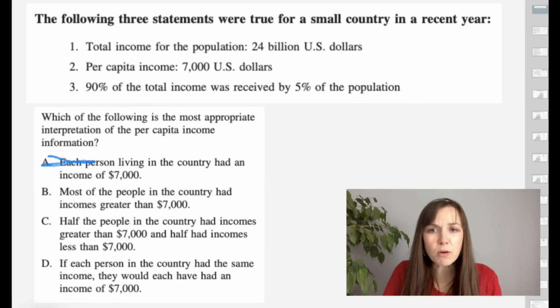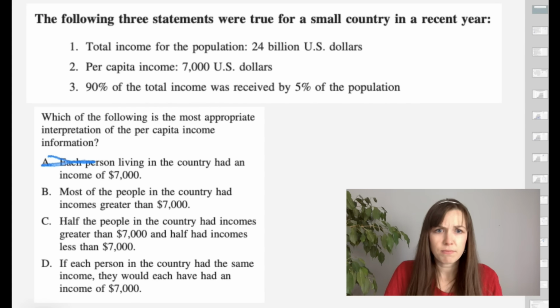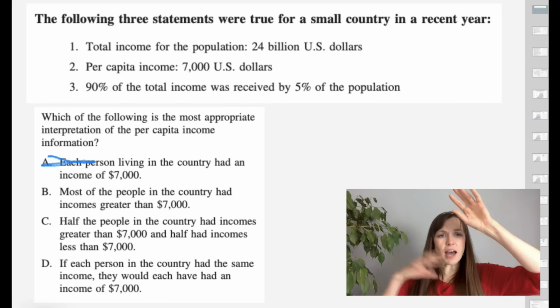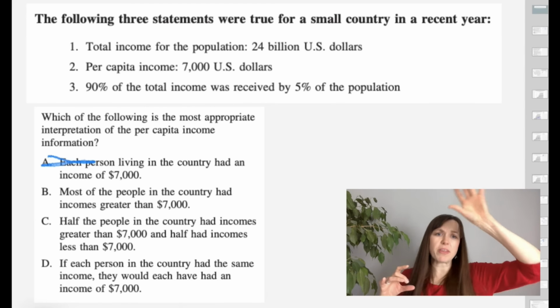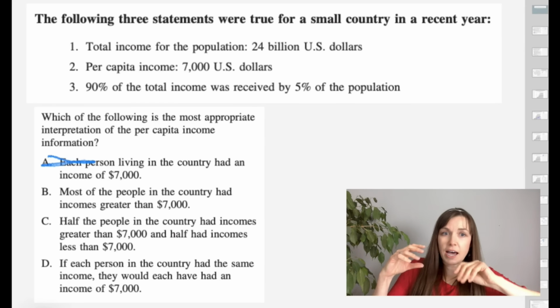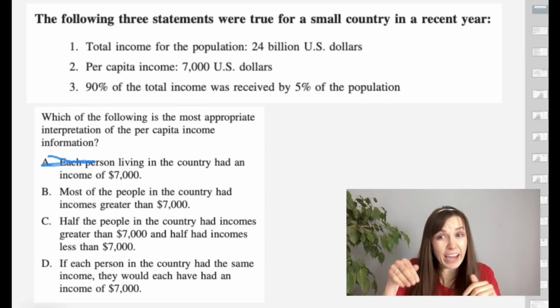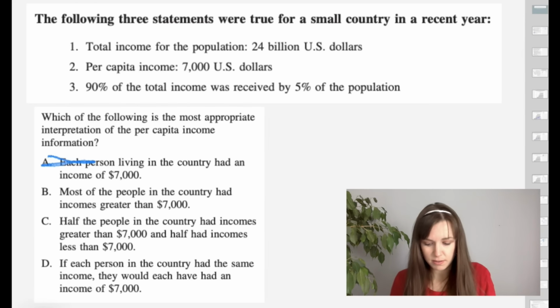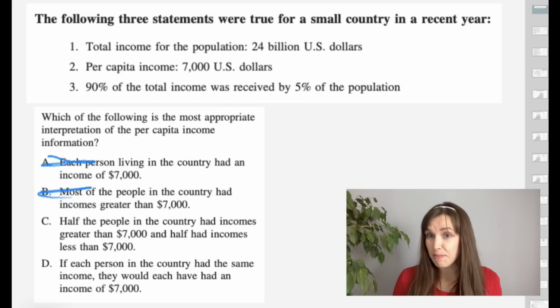B, most of the people in the country had incomes greater than $7,000. Not so much, because there are a lot of people that are making not very much, a few people that are making a ton. Those few people are really going to bring up the average of the people that aren't making very much. So it's actually probably the opposite, right? It's not B. C, half of the people in the country had incomes greater than $7,000 and half had incomes less than $7,000. Well, that's not how you find average, right?